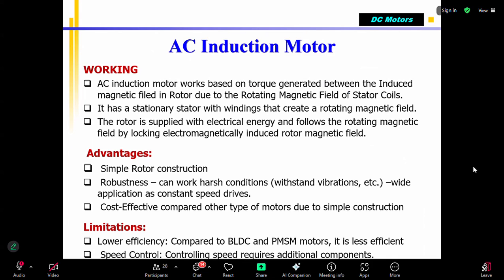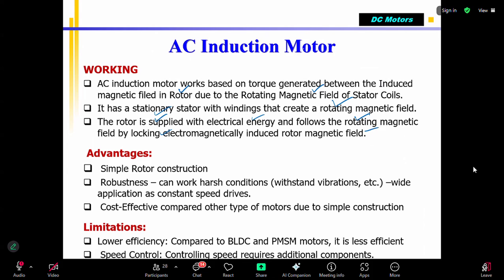AC induction motor works based on torque generated by the induced magnetic field of the rotor and the rotating magnetic field of the stator coil. What I've discussed for the last 10 classes, I am summarizing. It has a stationary static winding that creates a rotating magnetic field. The rotor is supplied with electrical energy through induction. Induction motor means through induction, like a transformer, and the rotor follows the rotating magnetic field. The rotor magnet created due to the induced voltage will get locked with the rotating magnetic field, and electromagnetic inductive torque is generated.